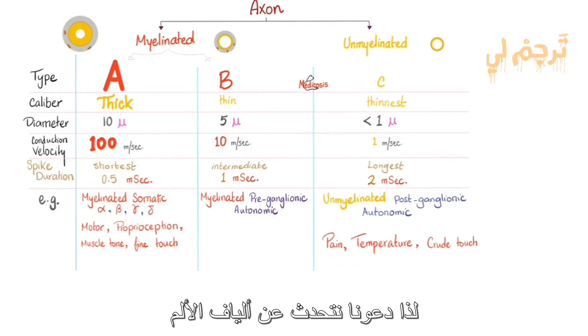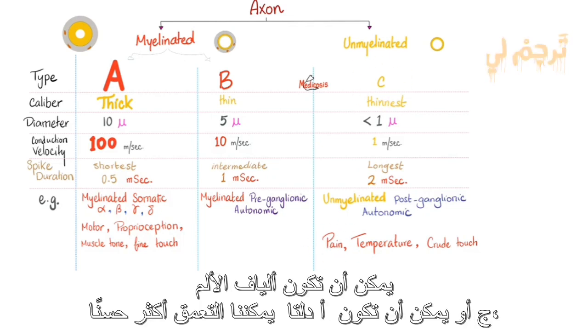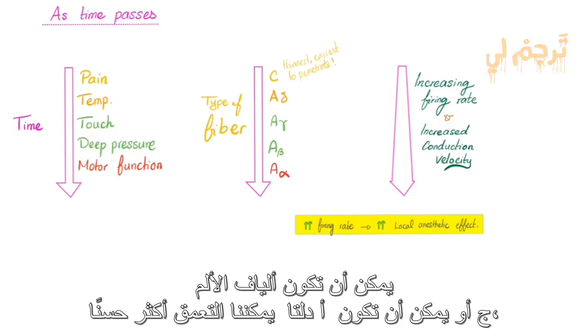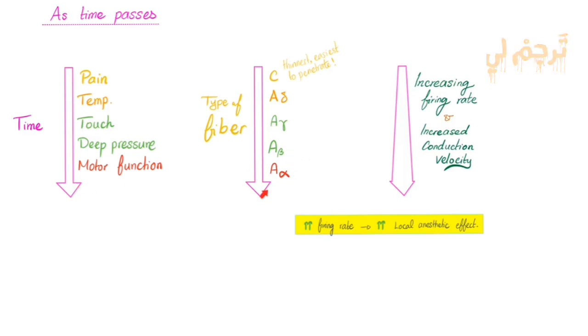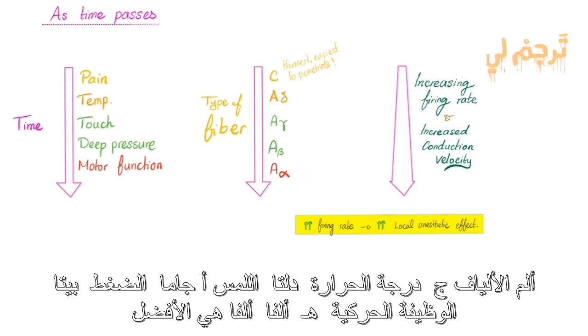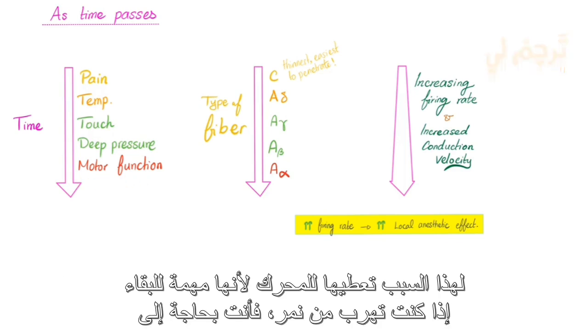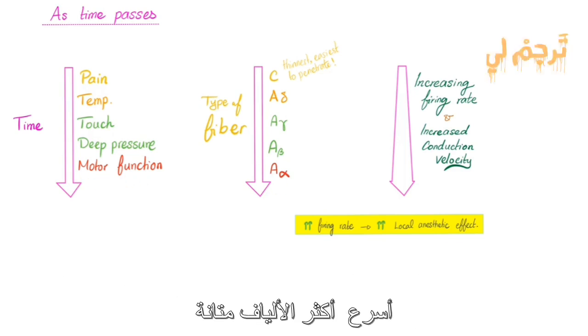So let's talk about pain fibers. Pain fibers could be C or they could be A delta. We can dig deeper. Okay, pain, C fibers, temperature, A delta, touch, A gamma, deep pressure, A beta, motor function, A alpha. A alpha is the best. That's why you give it to motor, because it's important for survival. If you're running from a tiger, you need motor fibers. These are the thickest, fastest, most robust fibers.